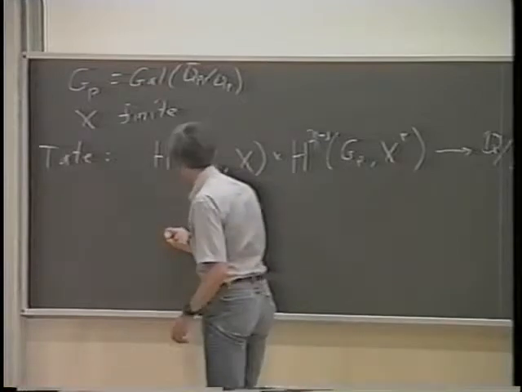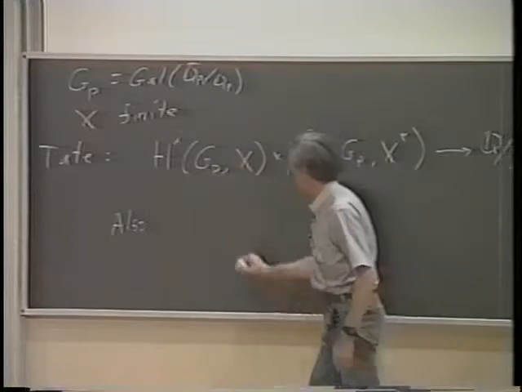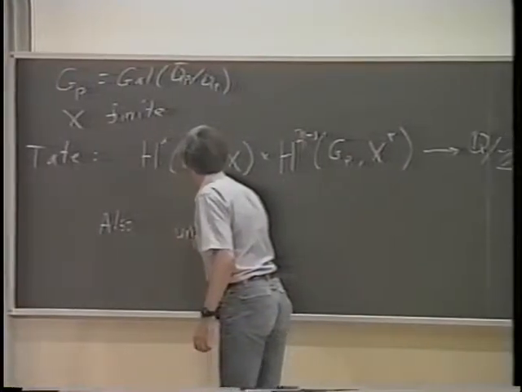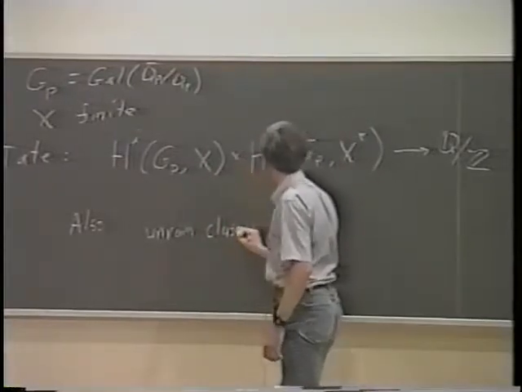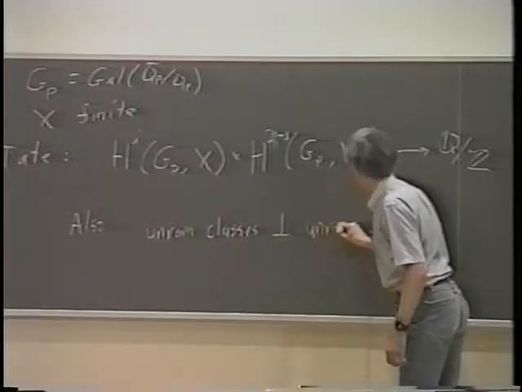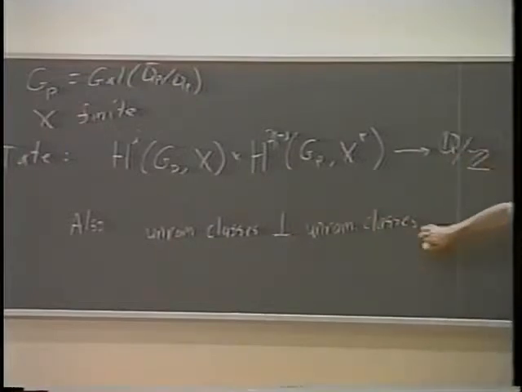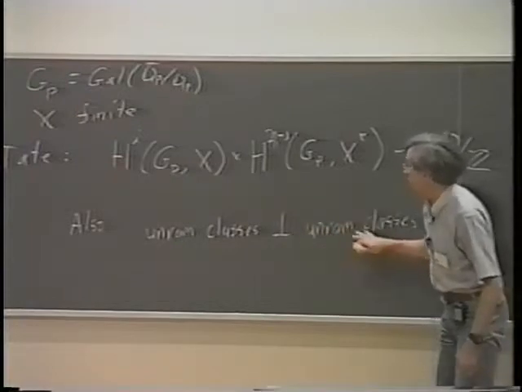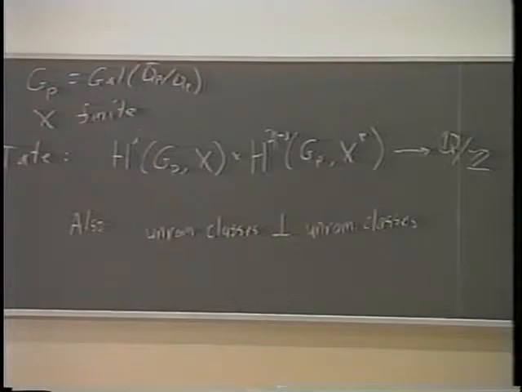And also, rather than writing it all out in symbols, the unramified classes here are perpendicular to the unramified classes here. And if you don't remember what unramified classes are, they'll come up very soon again, and I'll remind you what they are. And actually, it's more than just perpendicular. Each one's the exact annihilator of the other under this pairing, and this is a non-degenerate pairing.